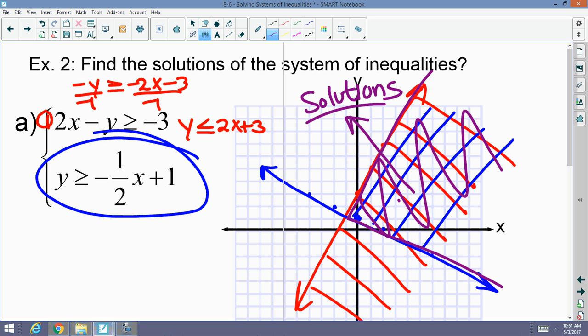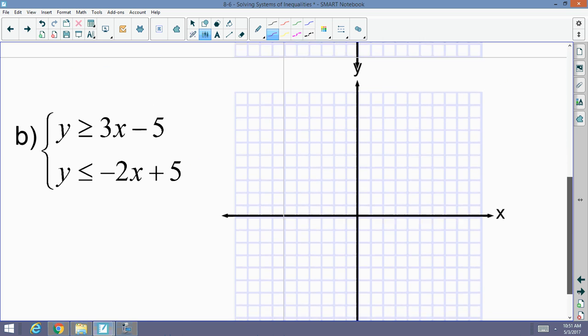Not too bad, right, gents? If you know how to graph, it's pretty simple. Just remember, be cognizant of shading. That's the part that gets a lot of people. Okay, how about this guy?